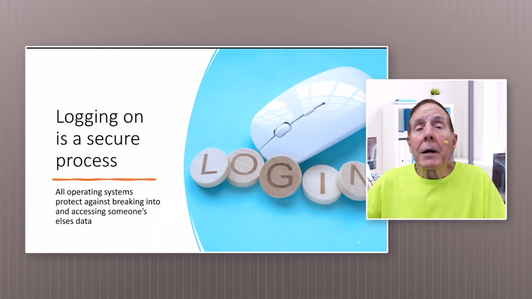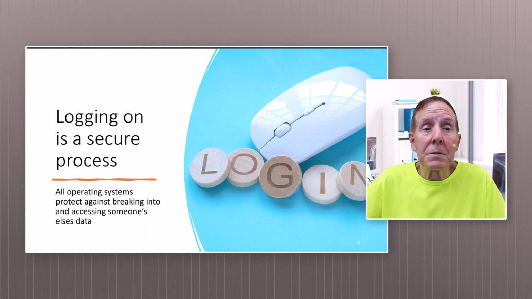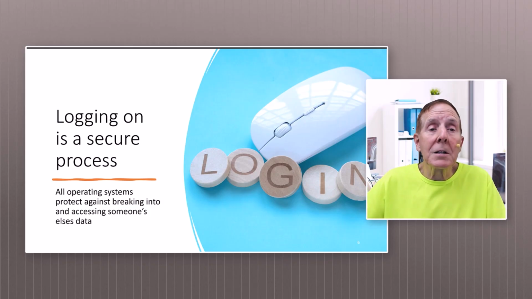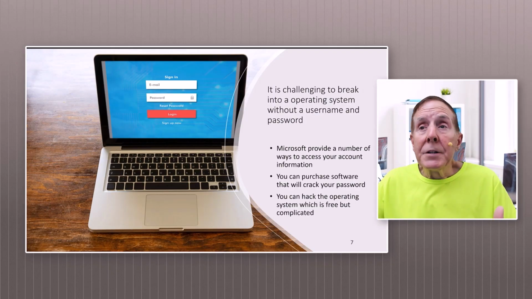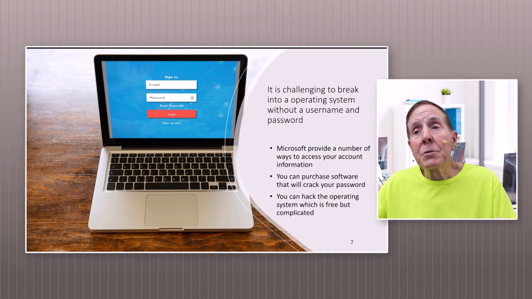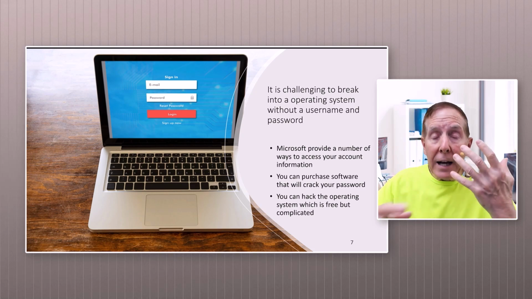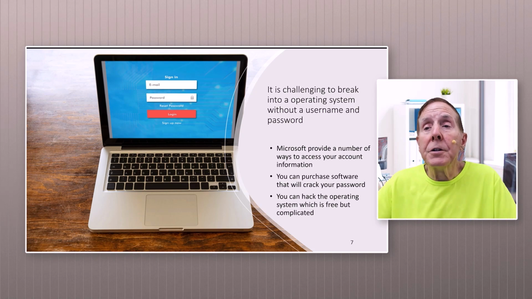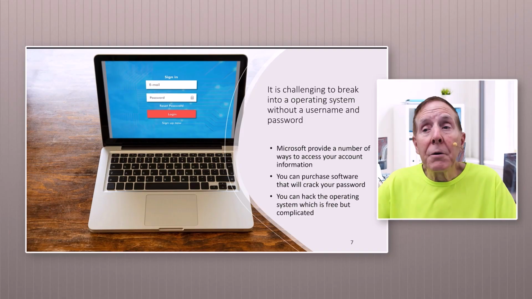Now, Microsoft doesn't make this easy because Windows logging on is a secure process, and all operating systems protect against breaking in and accessing somebody else's data. It's a challenge to break into an operating system without a username and password. Microsoft provides a number of ways to allow someone who owns the computer who forgets their password to get access to that password information legitimately. You can purchase software, as I mentioned. You can also hack the operating system, but this is a complicated process, and this is what I'm going to show you in this video.